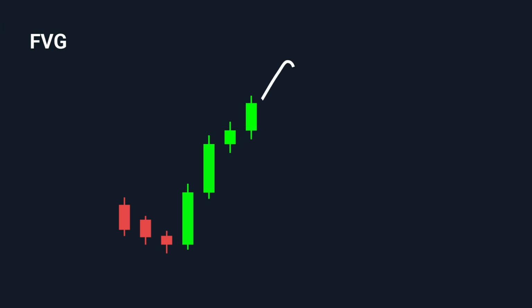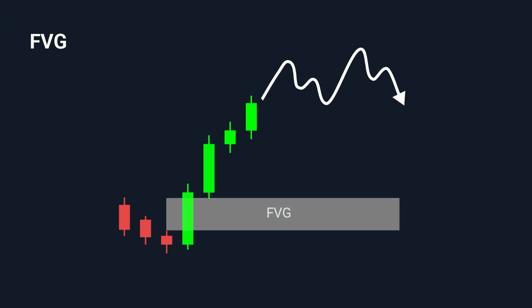Next is FVG. Fair value gaps occur when there is an imbalance between buyers and sellers, causing the price to move rapidly in one direction. This creates gaps in the market that are often filled later as the price seeks equilibrium. FVGs are significant because they represent areas where the price is likely to return before continuing its move. When a breakout happens near an FVG, traders will watch to see if the price returns to fill the gap. If it doesn't, it could signify a strong trend continuation, making the breakout more reliable.